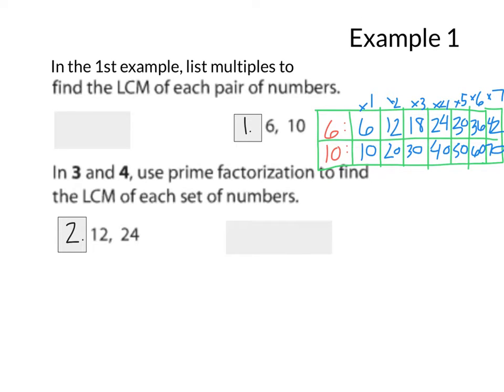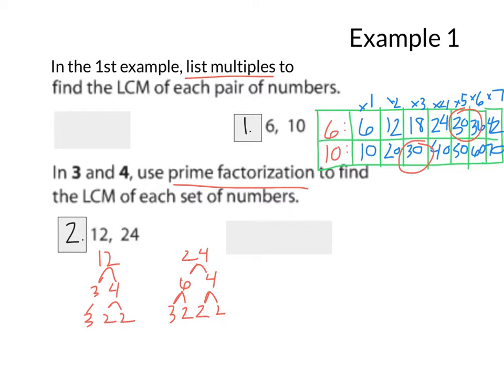10, there's not 10. 20, there's not 20. But we do have 30. Notice how they won't necessarily be right above each other, but just whatever's first. So I'm going to circle my least common multiple. And we just accurately used a list of multiples to find the least common multiple. Now, looking at number 2, we are going to use prime factorization.